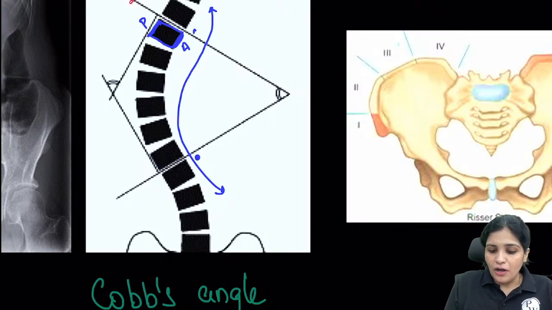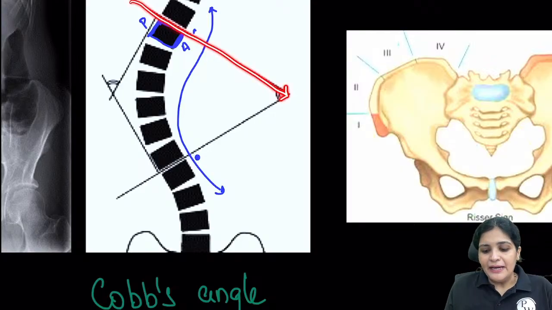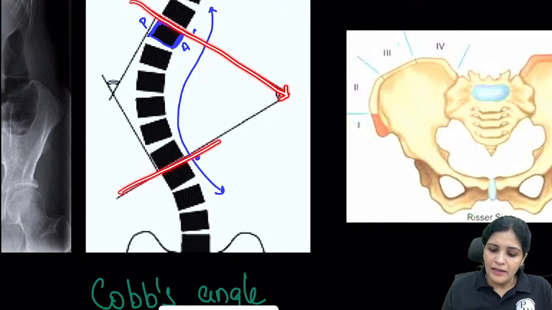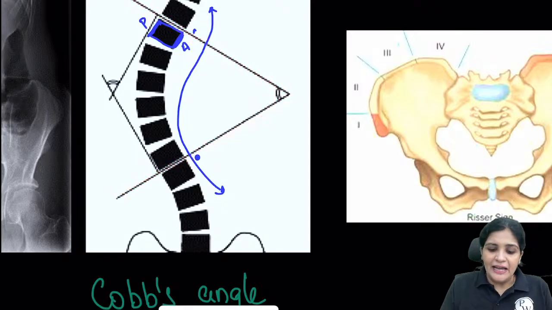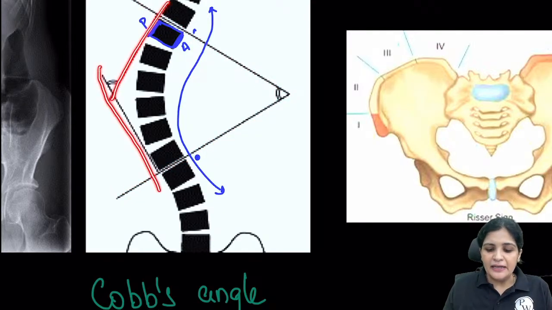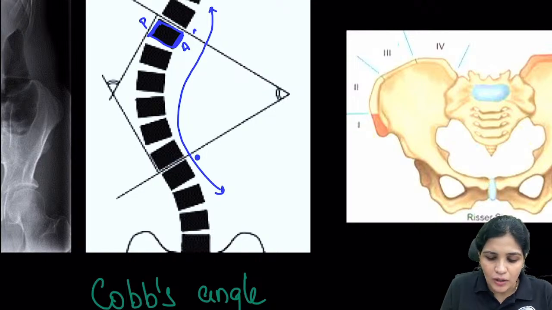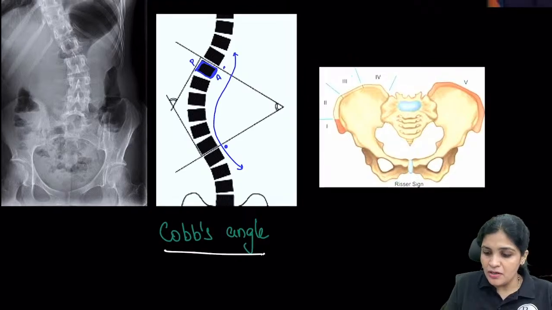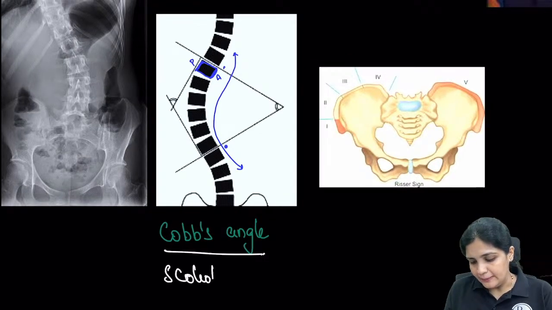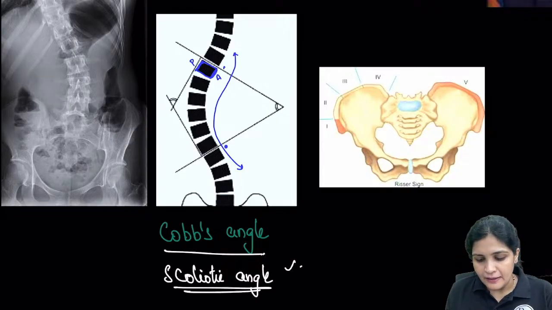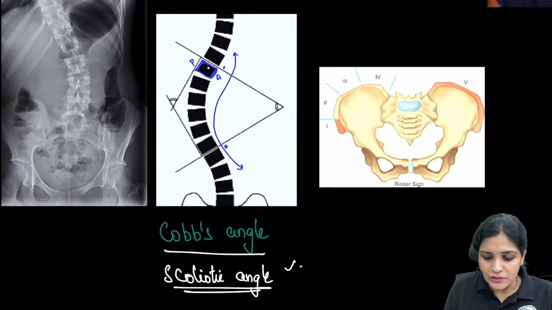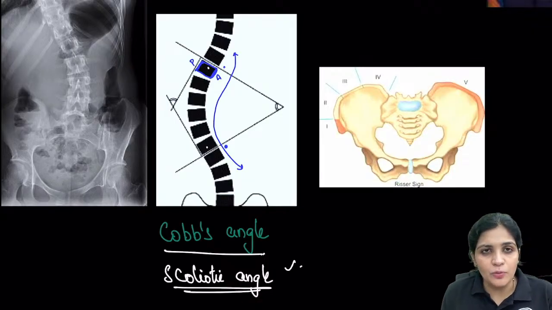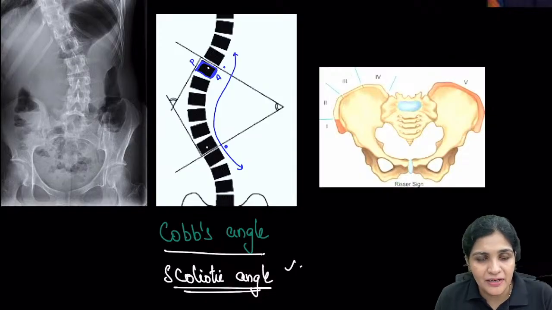And now what you do, you draw a line along the upper end plate of the upper vertebrae and the lower end plate of the lower vertebrae. And now you draw perpendiculars to these particular lines. And this is called the Cobb's angle, or your scoliotic angle. Understood how we are drawing the Cobb's angle? So first you have to identify both the vertebrae, upper and lower. For the upper end plate and the lower end plate, you will draw the lines and then draw perpendiculars to them. It is called the Cobb's angle.